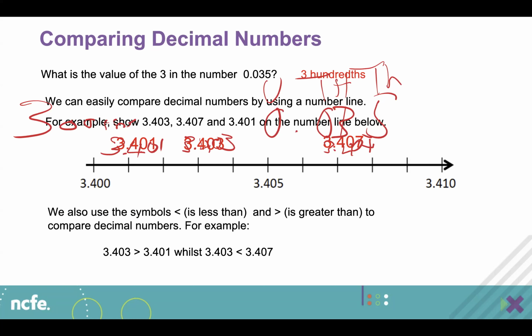We also use the symbols less than and greater than to compare decimal numbers. For example, 3.403 is greater than 3.401, while 3.403 is less than 3.407.